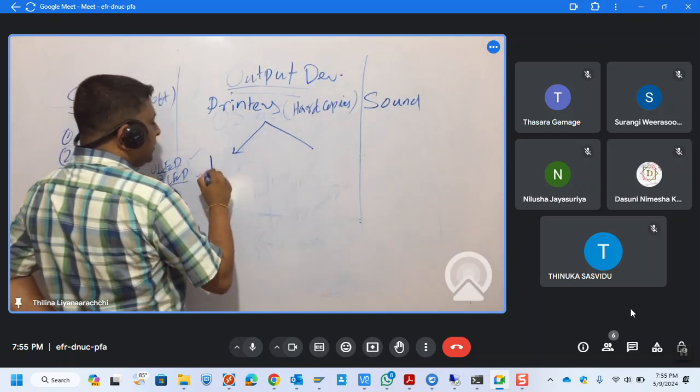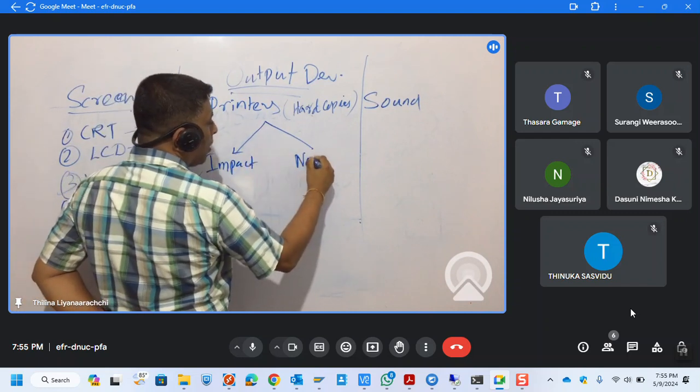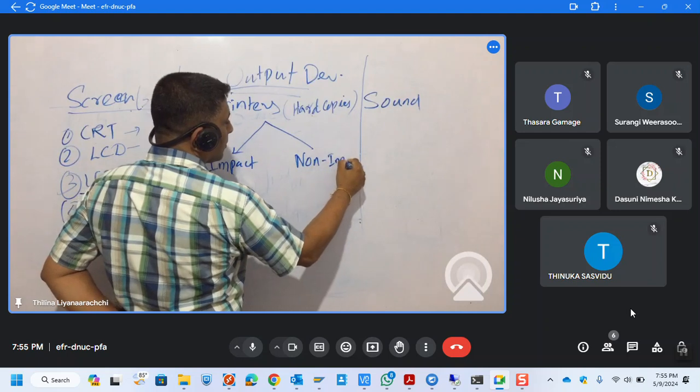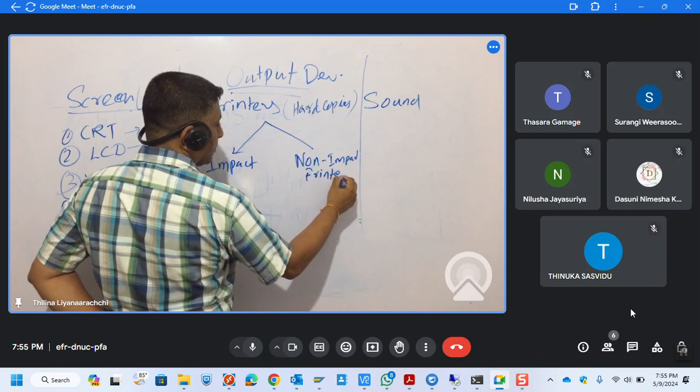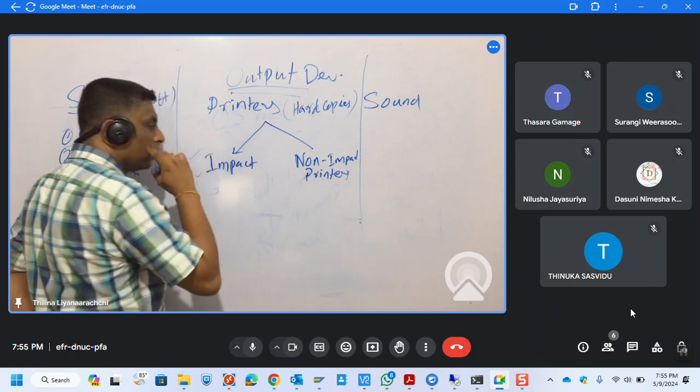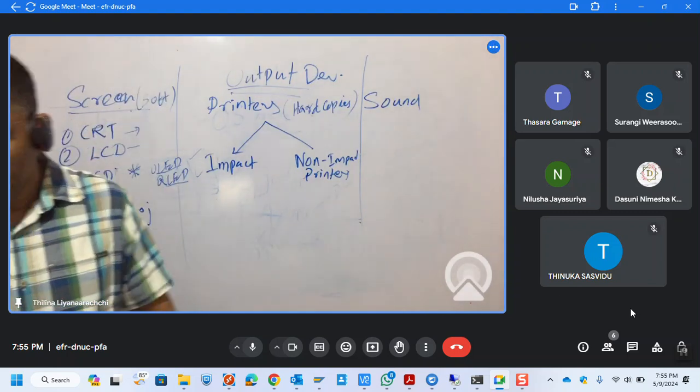Impact printers and non-impact printers, right? Impact printers and non-impact printers, right?